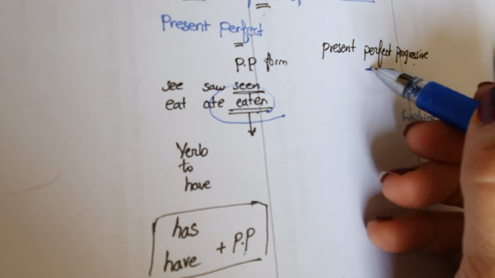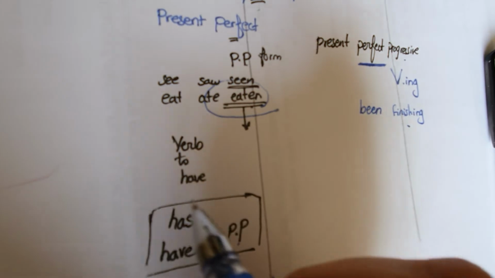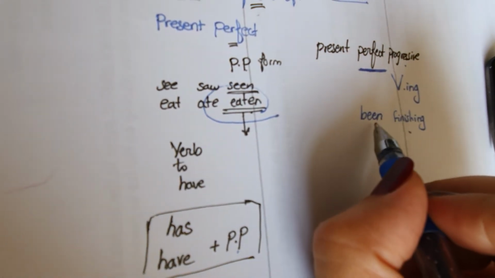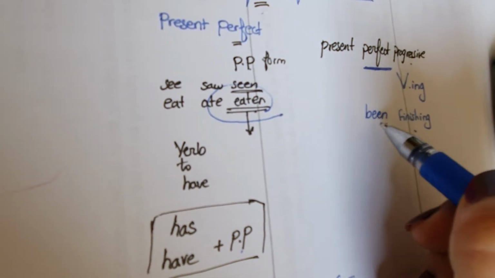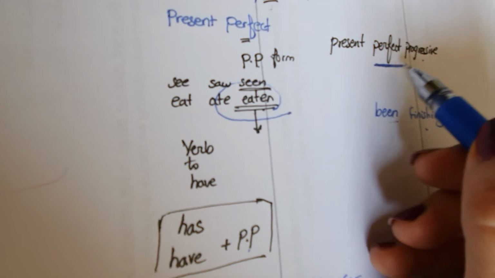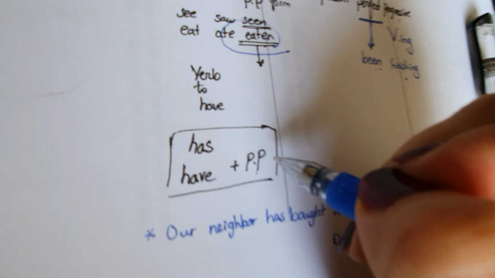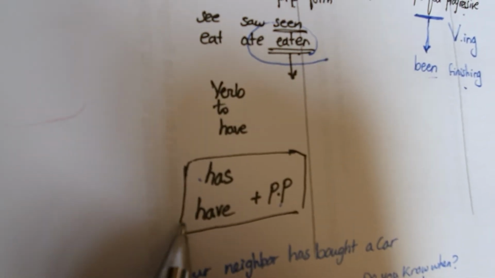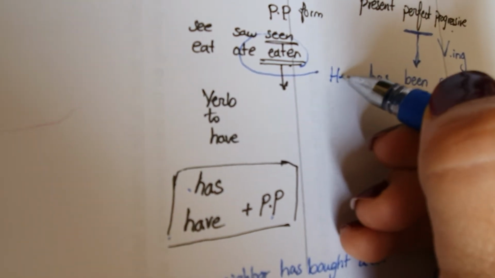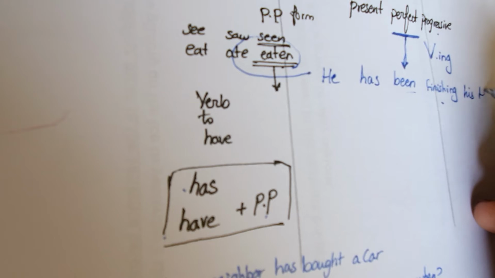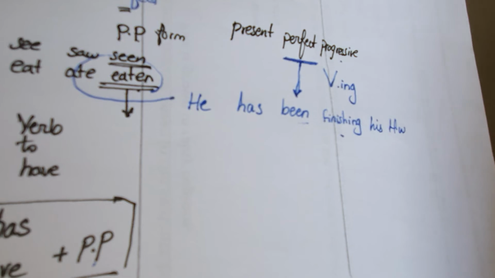Use been. You know the verb to be? Verb to be, been. The past participle of the verb to be is been. So for perfect, I use been. Can I have just the past participle alone? No, there should be what before it? Has or have. Has been finishing. So I can say, he has been finishing his homework.